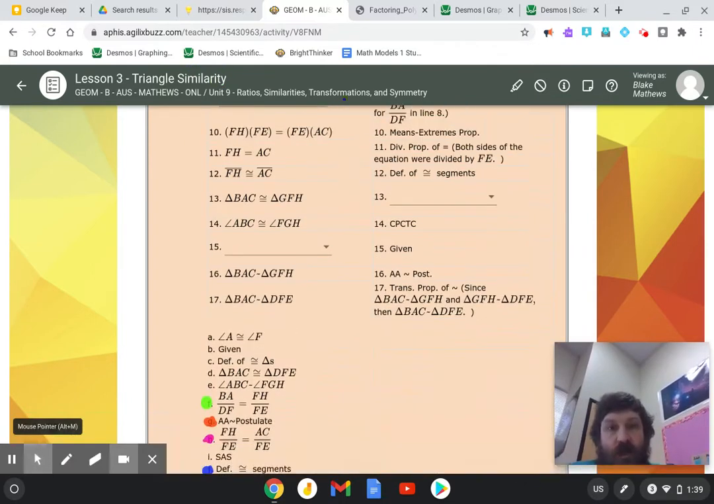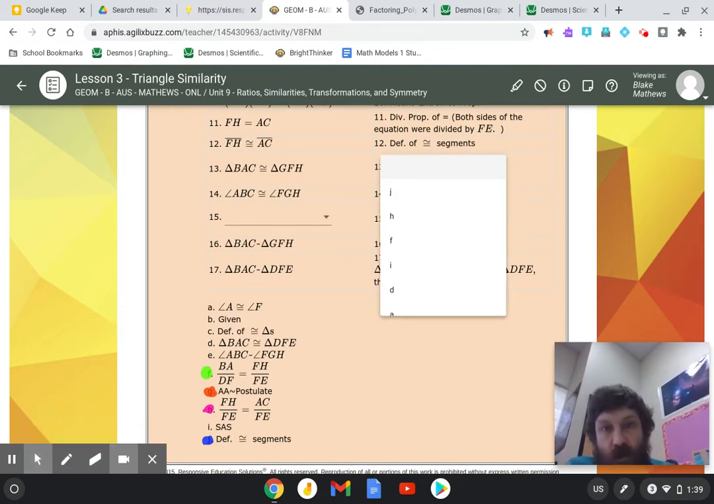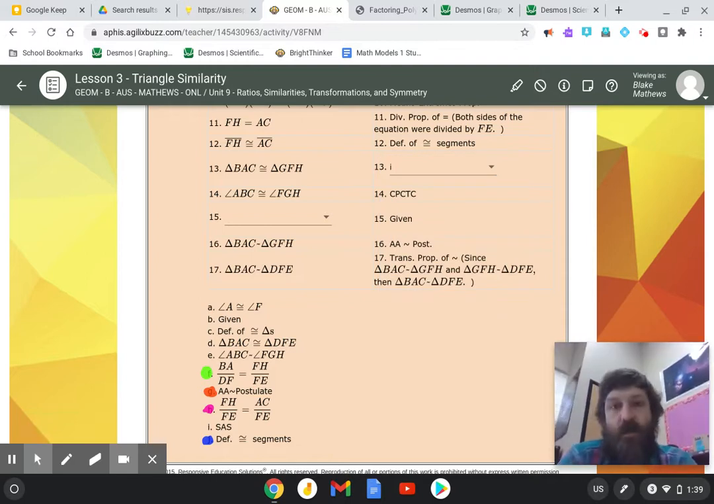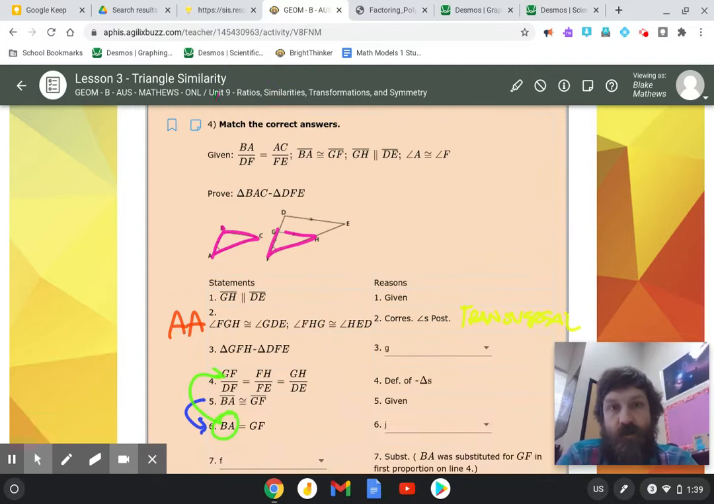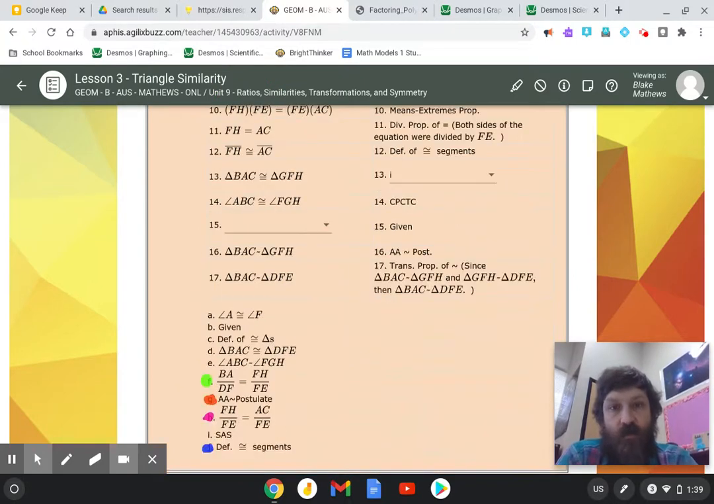And so let's say, why is that? Well, it's going to be the SAS theorem. So that's going to be answer choice I. Then we use CPCTC, which if you've been viewing these videos, you know that is usually what follows a triangle congruent statement. Then we have another given. Well, which given haven't we used? I believe it's going to be angle A is congruent to angle F. We haven't used that one, so it's going to be A.